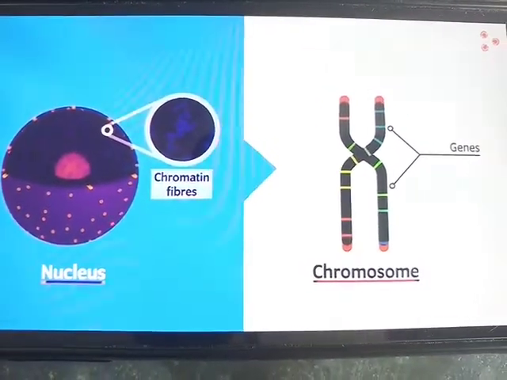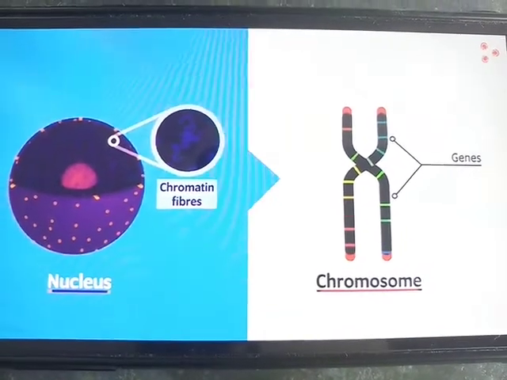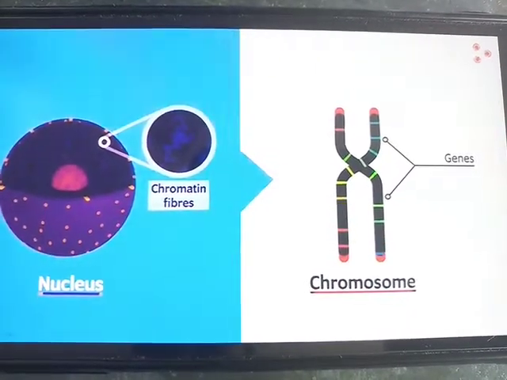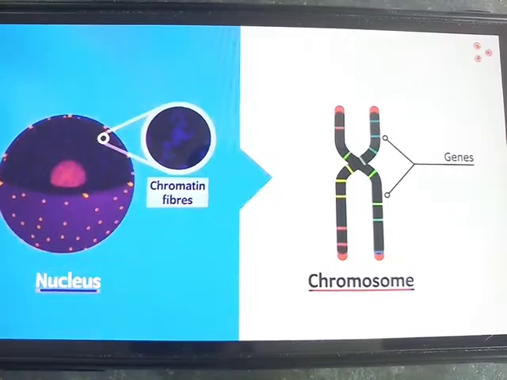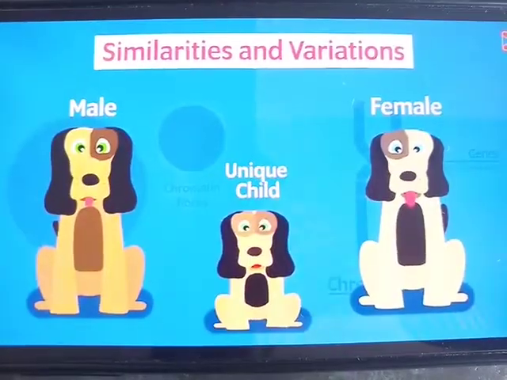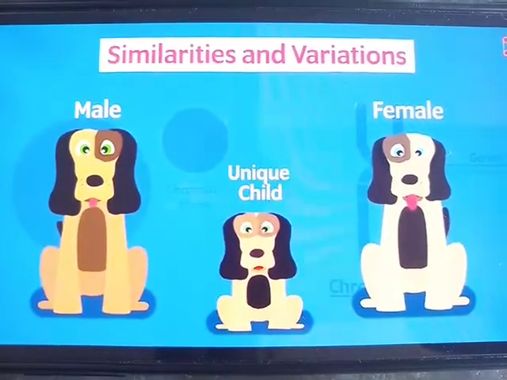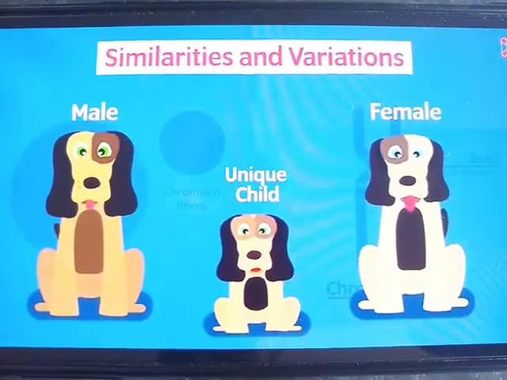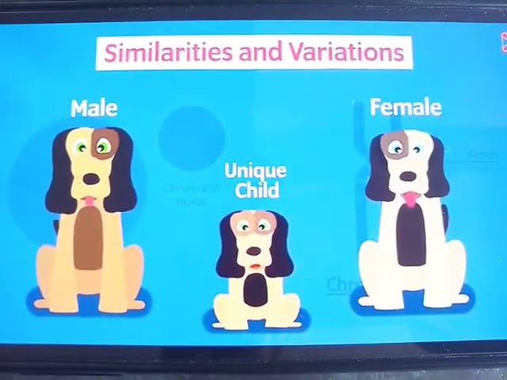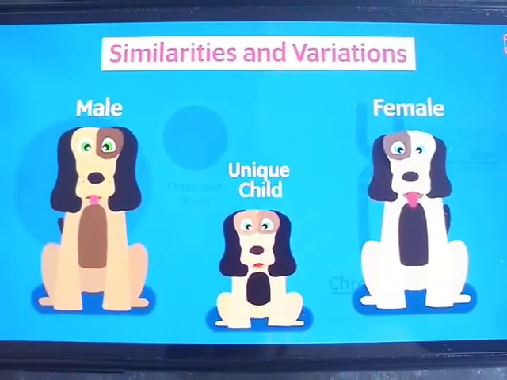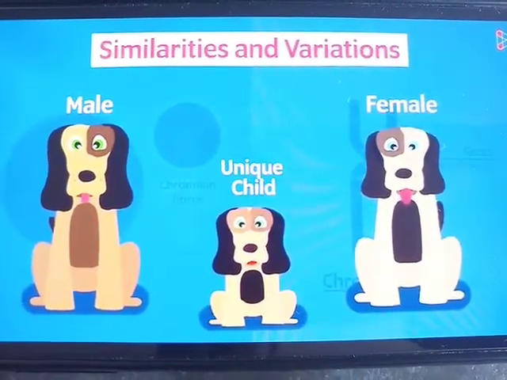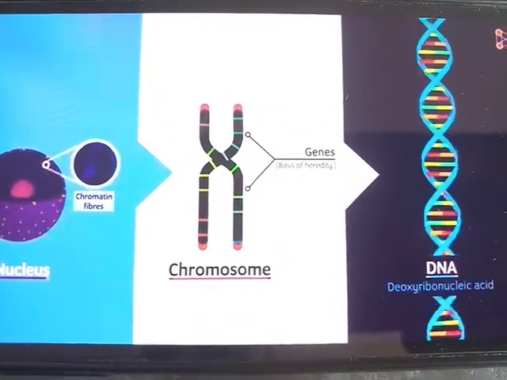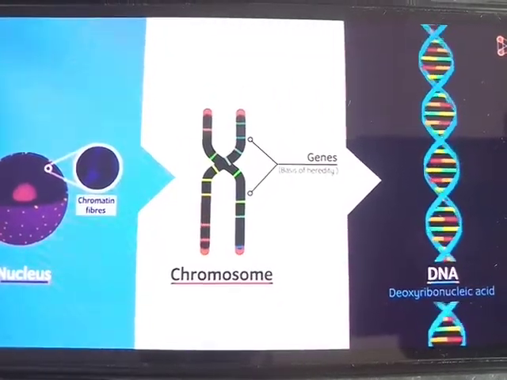The DNA molecule contains the information necessary for constructing and organizing the cell. The functional segment of DNA is genes. So the gene is responsible for inheritance of characteristics from parents to the next generation. Hence, we can see similarities between generations and also variations between generations. So this is DNA, deoxyribose nucleic acid, which contains the genetic material called genes.